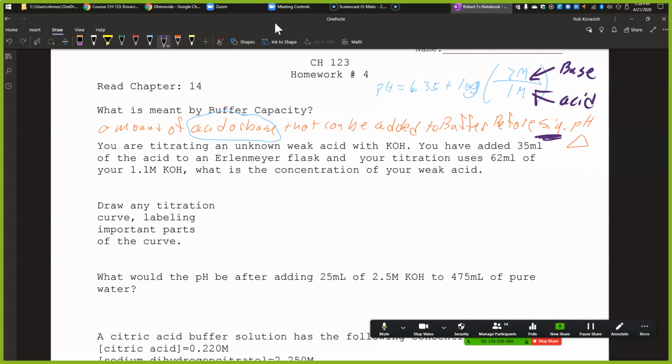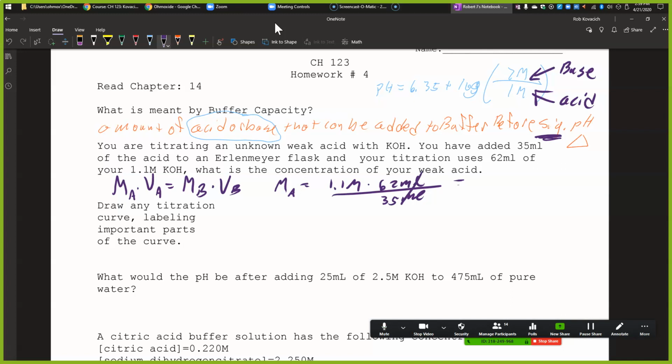All right, you're titrating an unknown weak acid with KOH. You've added 35 milliliters of the acid to the formula, and your titration uses 62 milliliters of 1.1 molar base. What's the concentration? All right, so this one's easy. It's concentration of the acid times volume of the acid is equal to concentration of the base times volume of the base. So the only thing that we don't know is the concentration of the acid. So concentration of my base is 1.1 molar. Volume of my base is 62 milliliters, and the volume of my acid we added was 35 milliliters.